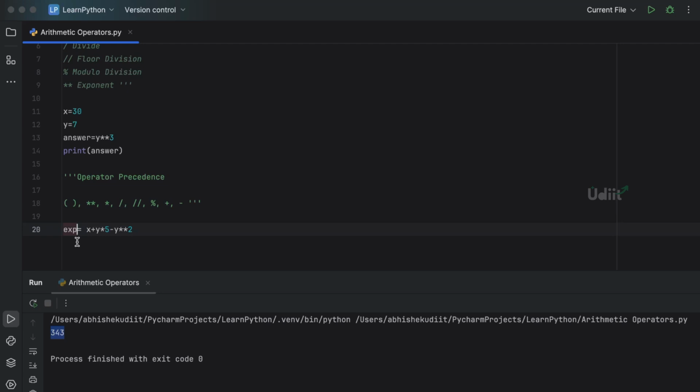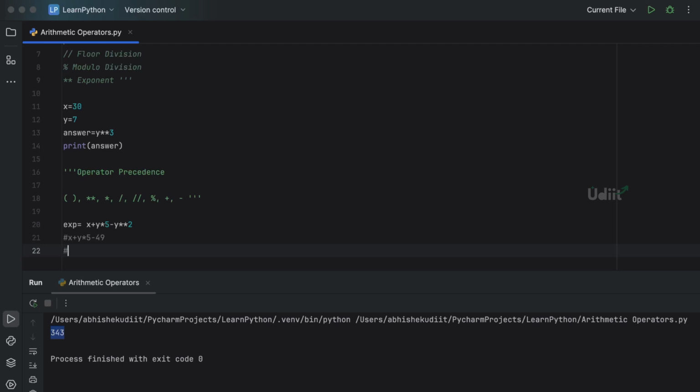Here, let's try to solve this question. Now, here we have the y power 2. That means 7 power 2. So we need to first solve this one. So the first step will be x plus y multiplied by 5 minus 49. This will be the first step.